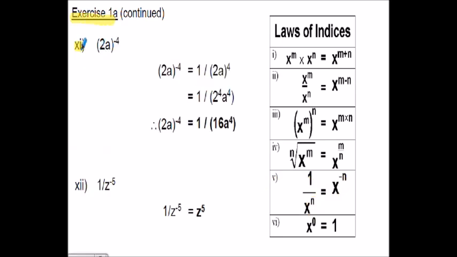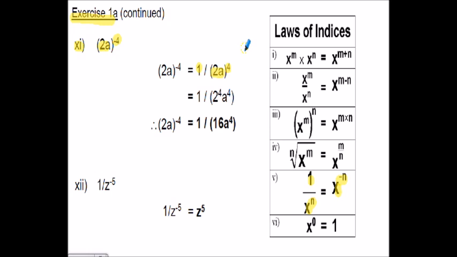Exercise 1a, part 11, we're given 2a in brackets, all raised to the power of minus 4. So the first thing we could do here is to get rid of the negative. If we note from the laws of indices, the reciprocal law, that the x to the power of minus n is equal to 1 upon x to the positive n, then we could write the 2a all to the power of minus 4 as 1 divided by 2a to the power of positive 4. That's using this reciprocal index. That gets rid of the negative for us.